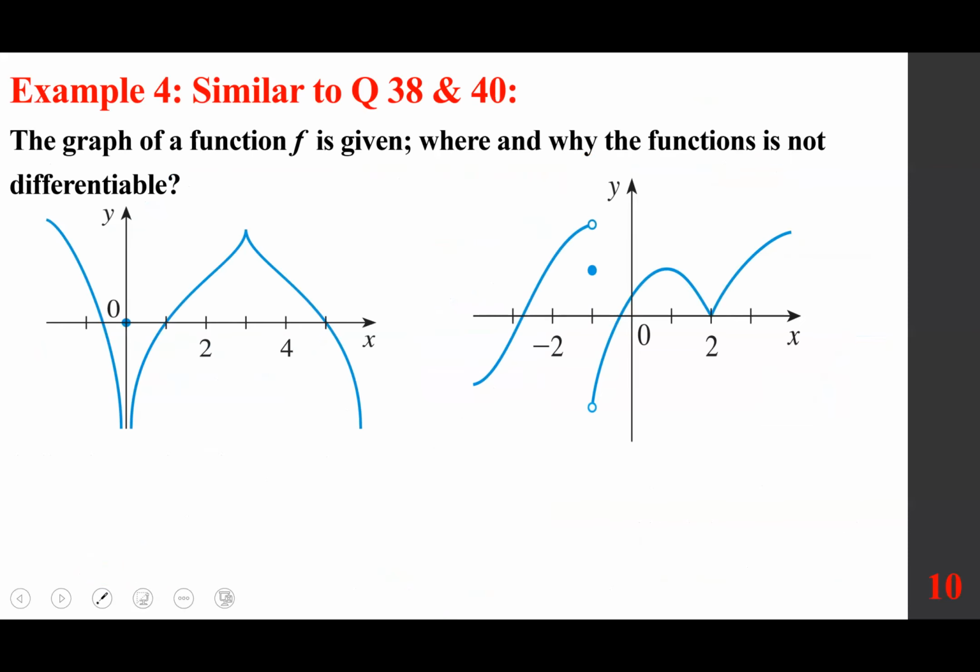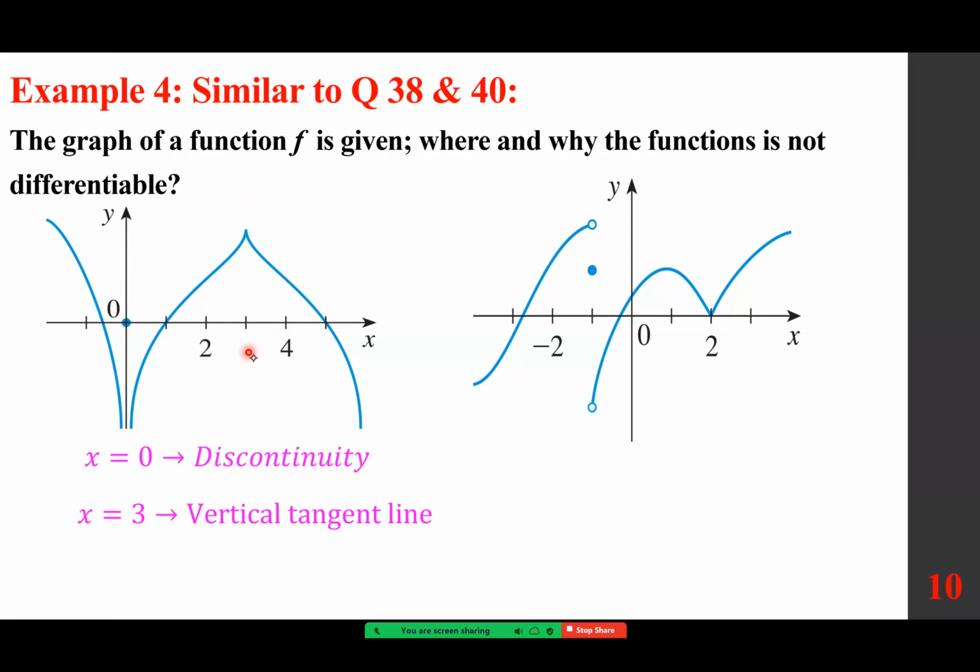Here's a simple example, everybody. We want to know where the graph of the function fails to be differentiable. Clearly, at x equals 0, we have a discontinuity, so it fails to be differentiable. Number 3, that's a vertical tangent line.